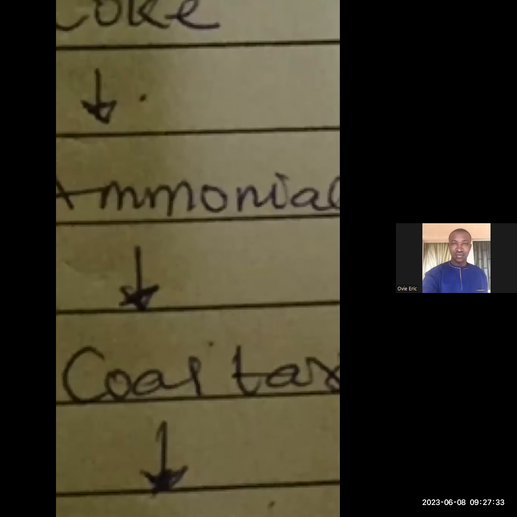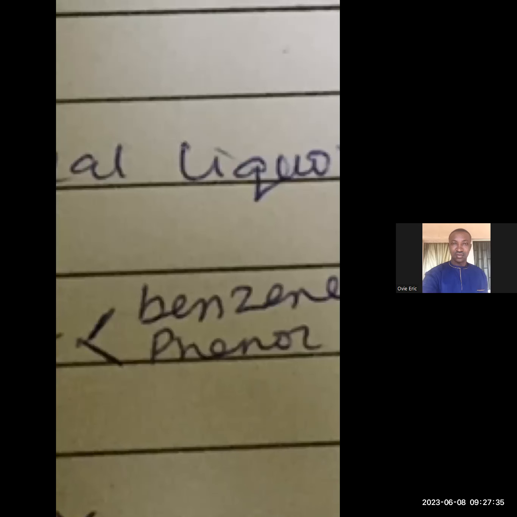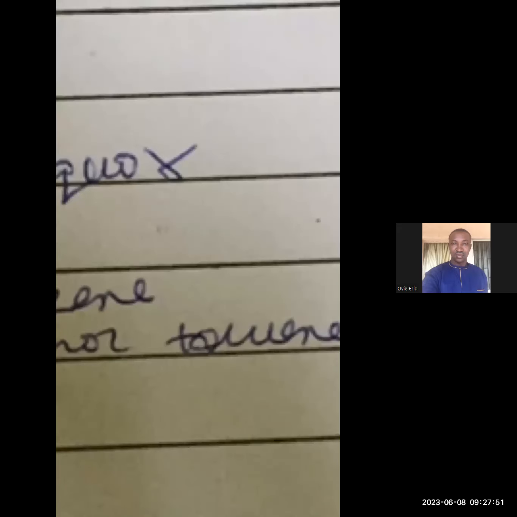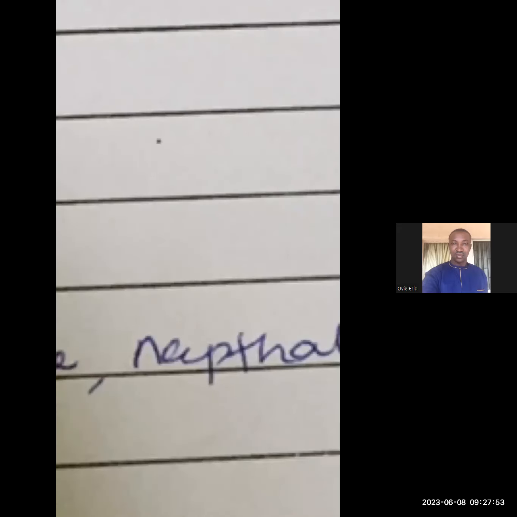Then from ammonical liquor, we still get coal tar. We have benzene, and we know benzene is very, very good. In fact, most of the production of detergent depends on it. Can we do without benzene? No, we cannot. The structure of benzene must be there. We have phenol, which can be used as antiseptic or toilet soap, and the rest are there. We have toluene, we have naphthalene, and all these things are very, very useful.